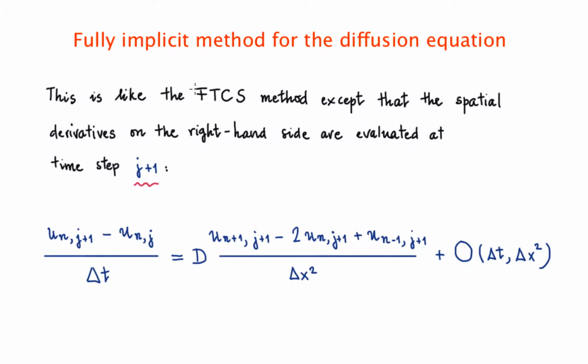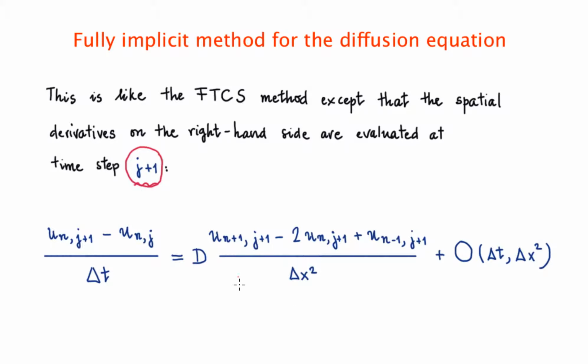Here we're going to analyze the fully implicit method for the diffusion equation. This is like the forward time-centered space method, except that the spatial derivatives on the right-hand side of the diffusion equation, the second-order spatial derivatives, are evaluated at time j plus 1. In the explicit method, they were evaluated at time j.